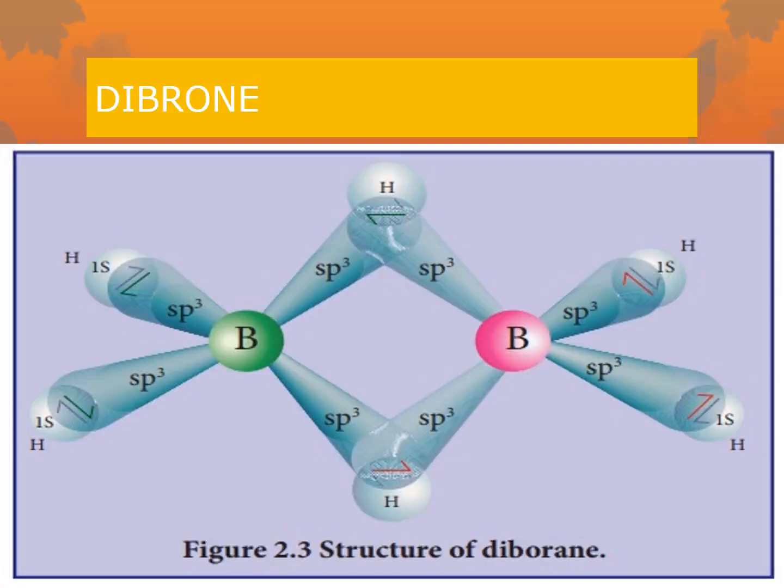In diborane, two BH2 units are linked by two bridged hydrogens. See, sp3 and two bridged hydrogens are given. It has 8 BH bonds: 1, 2, 3, 4, 5, 6, 7, 8. 8 BH bonds are given.